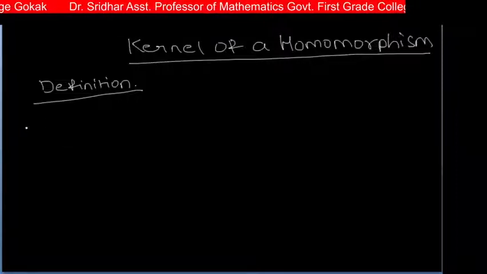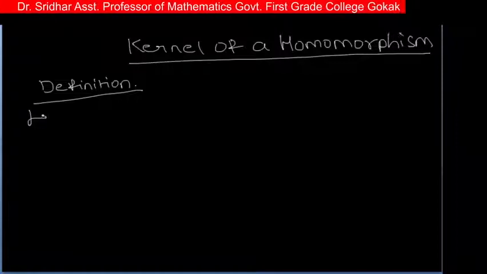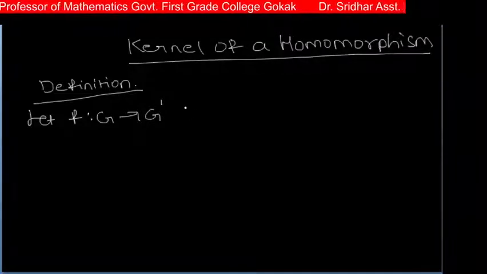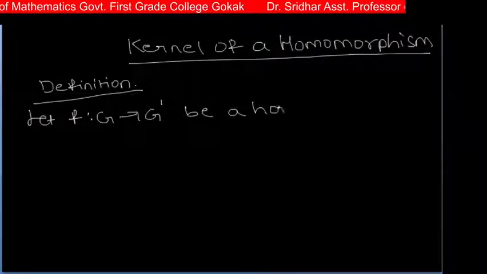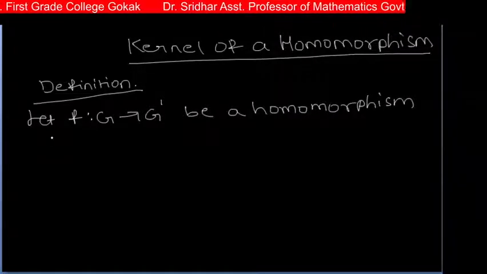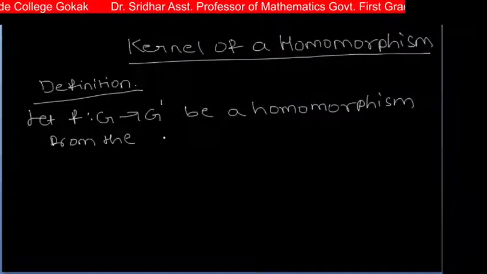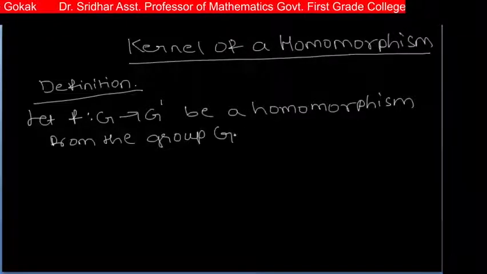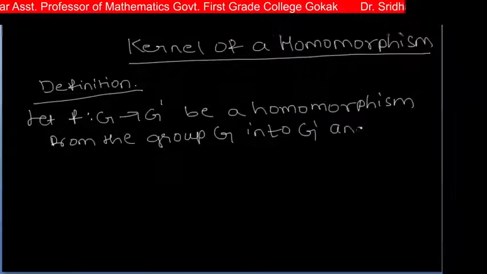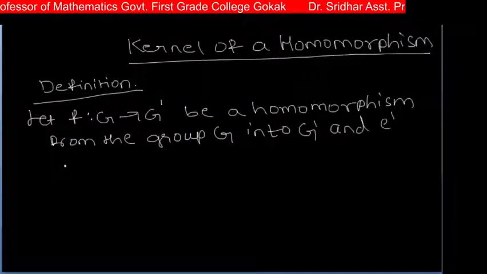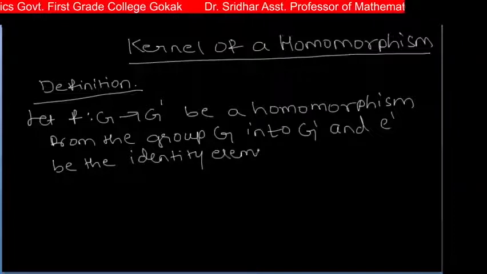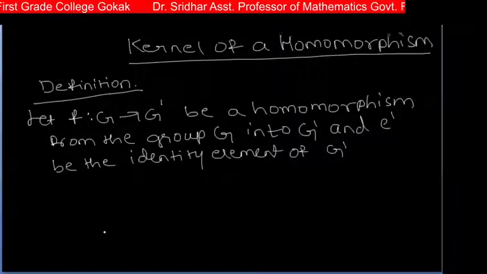So here we define the kernel of a homomorphism as: let f from G to G dash be a homomorphism from the group G into G dash, and E dash is the identity element of G dash.